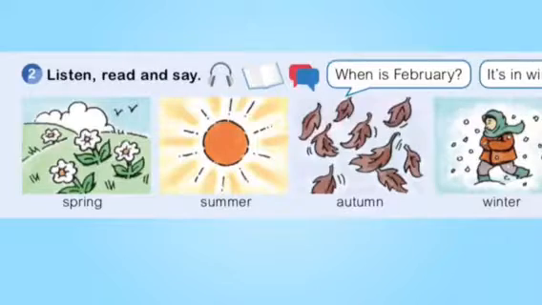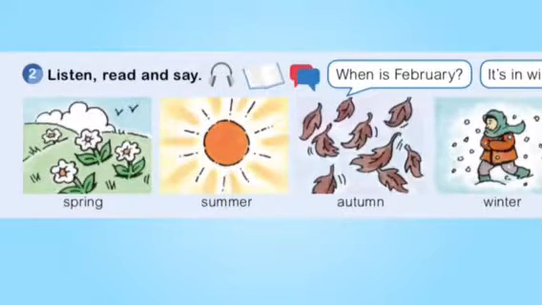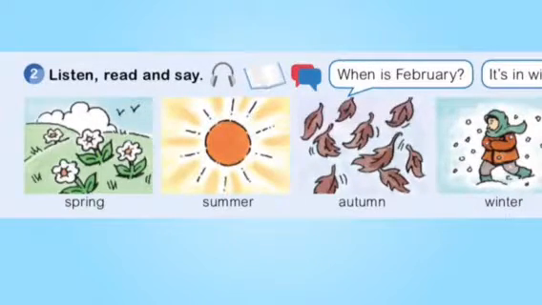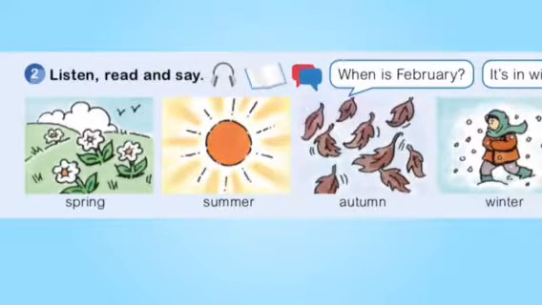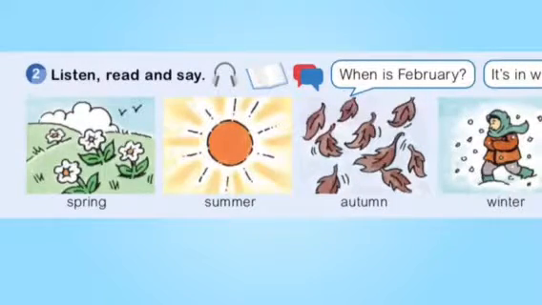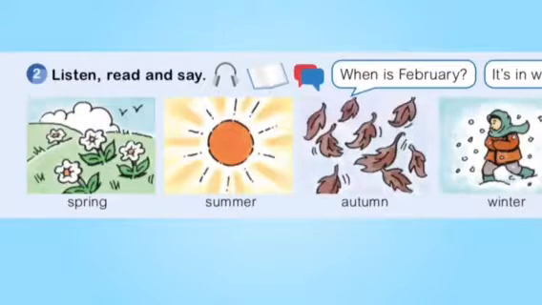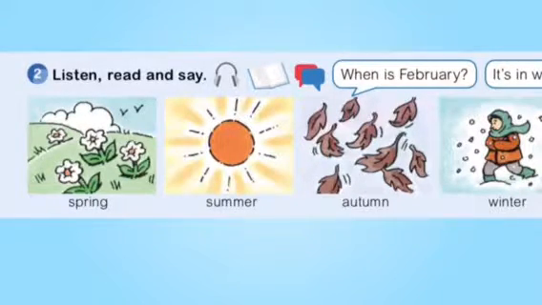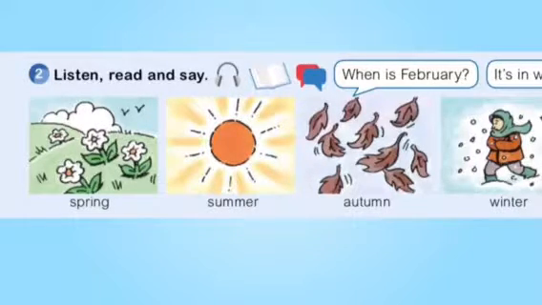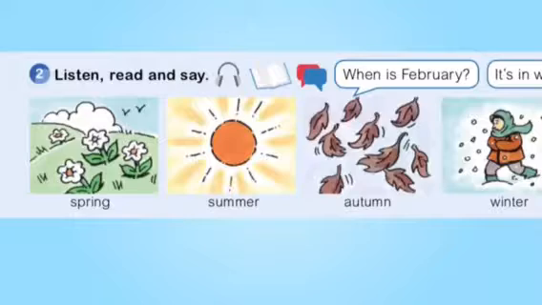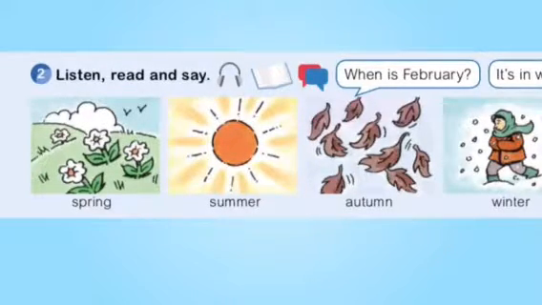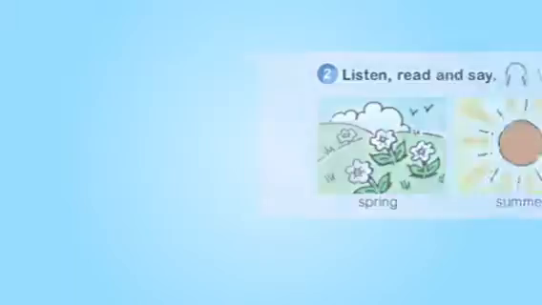Then we're going to go to the spring months, which are March, April, and May. Then we're going to go to the summer months, which are June, July, and August. Then we have the autumn months, which are September, October, and November. Okay, that's all.